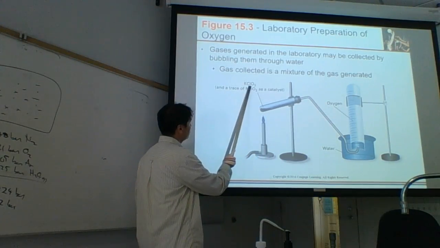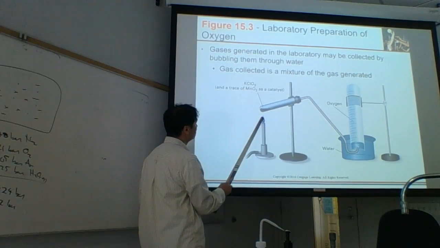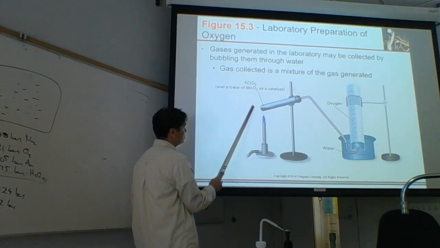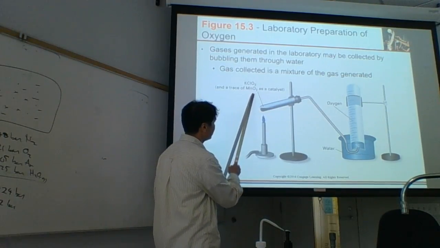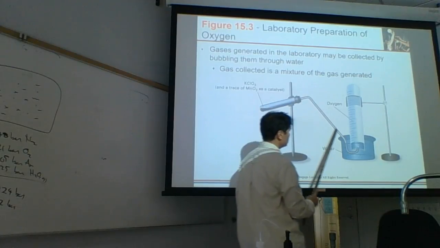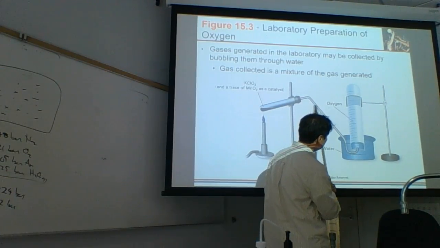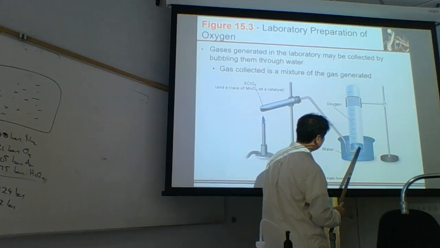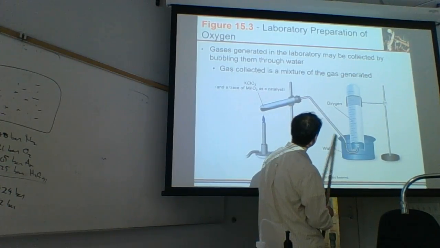We use KClO3, a solid salt here, which decomposes with heat. There's a little bit of MnO2 as a catalyst to speed it up. If we heat KClO3 in the presence of MnO2, we can generate oxygen quite easily. This oxygen usually is collected underwater like this, and so we can figure out how much oxygen we collect.